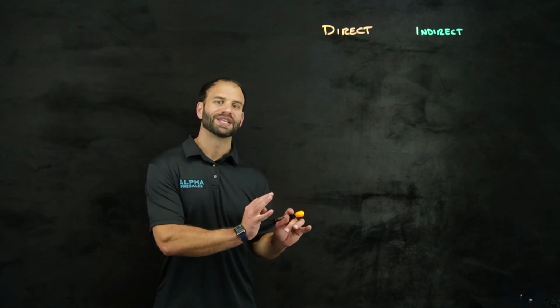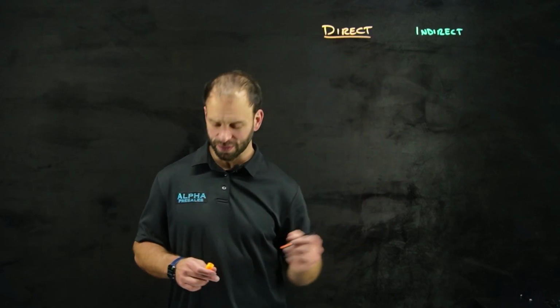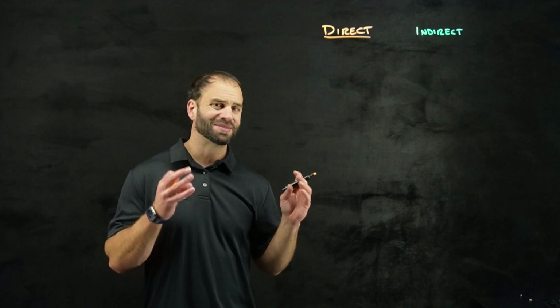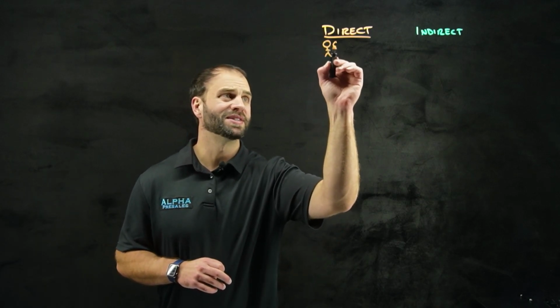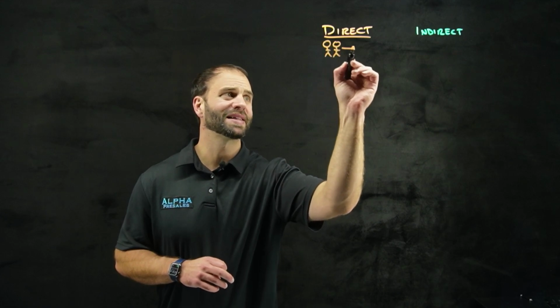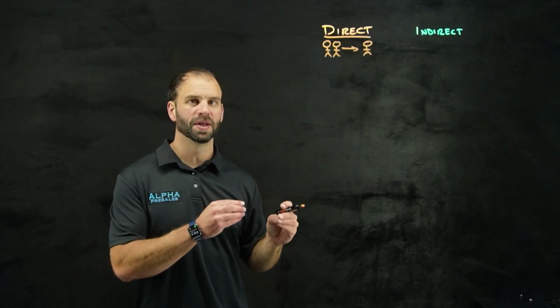I'm going to do a quick breakdown of what it's like to sell direct sales versus indirect sales. Now, the direct model is probably the one that you're familiar with. It's where you've got an account executive and maybe a sales engineer, and they're talking directly to the buyer or the client. And that's the model that a lot of people are familiar with.